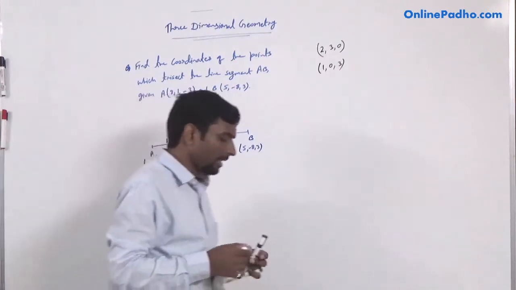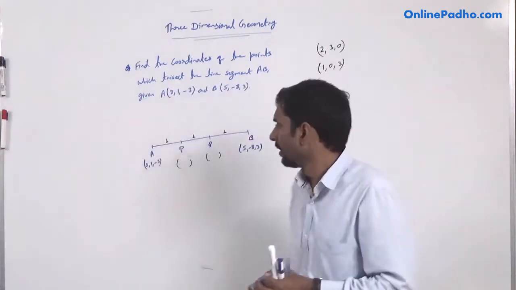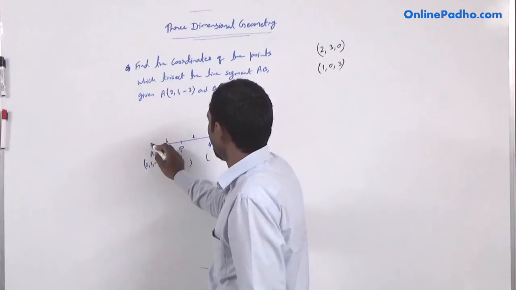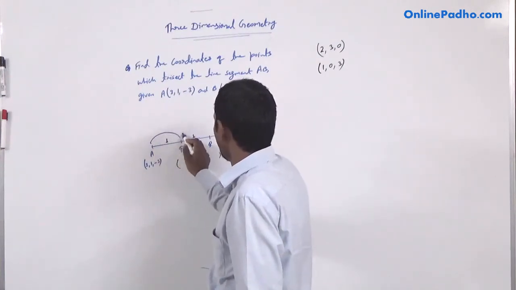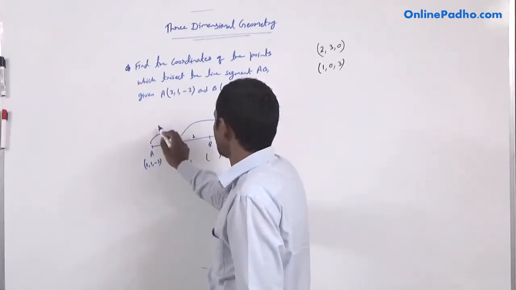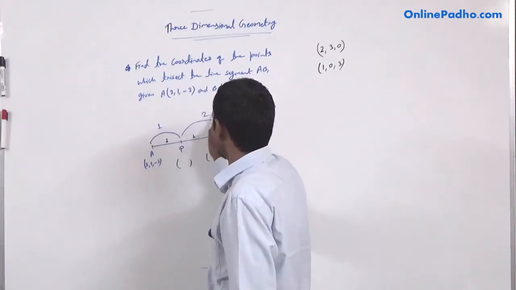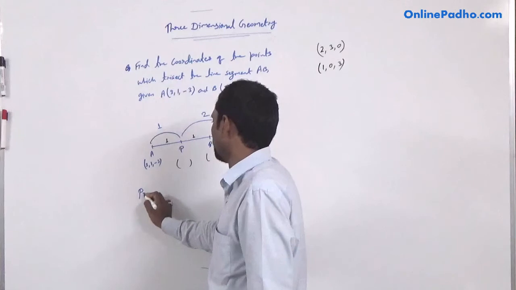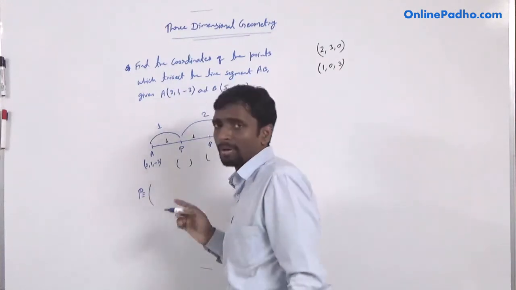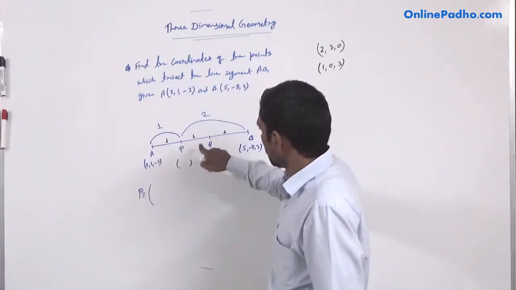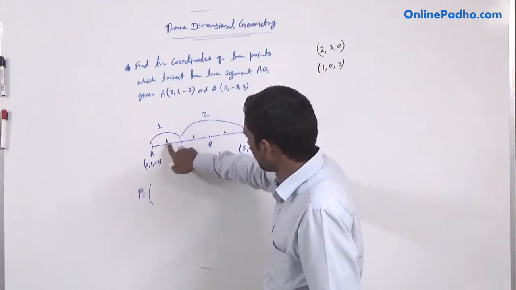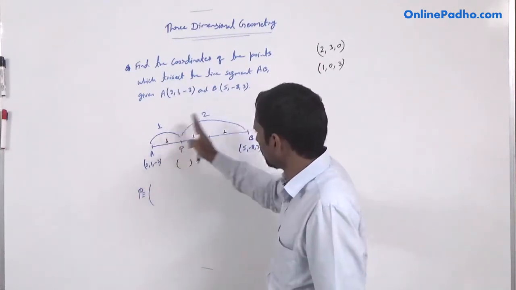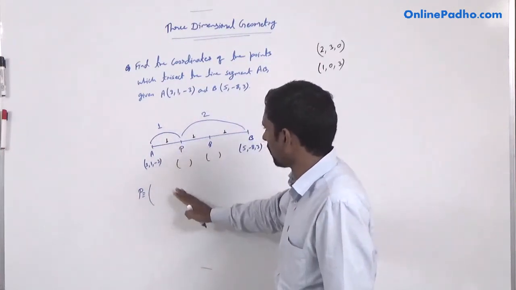So first of all, we can apply the section formula. We can apply the section formula to AP:PB. You can say that this ratio is 1:2. We can apply the section formula and we will get the coordinate of point P. Let's consider point P divides the line AB in the ratio 1:2. How can you find the coordinate of point P?